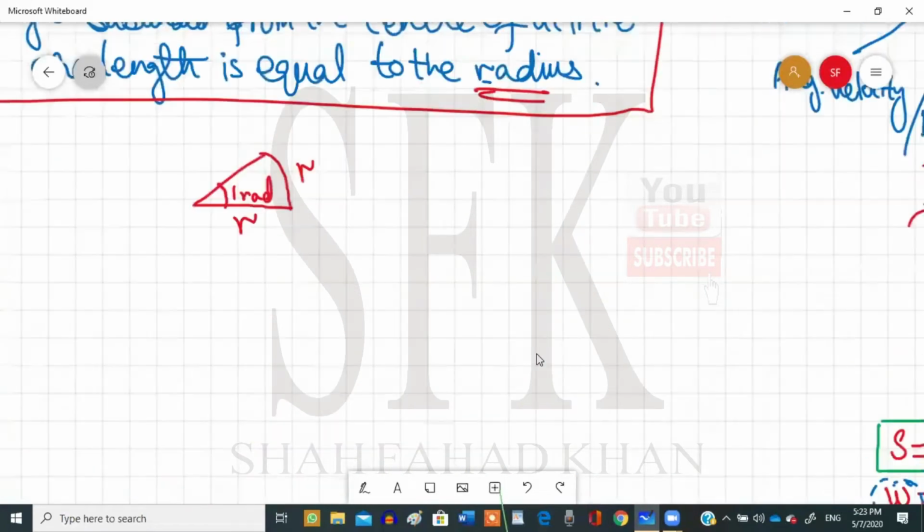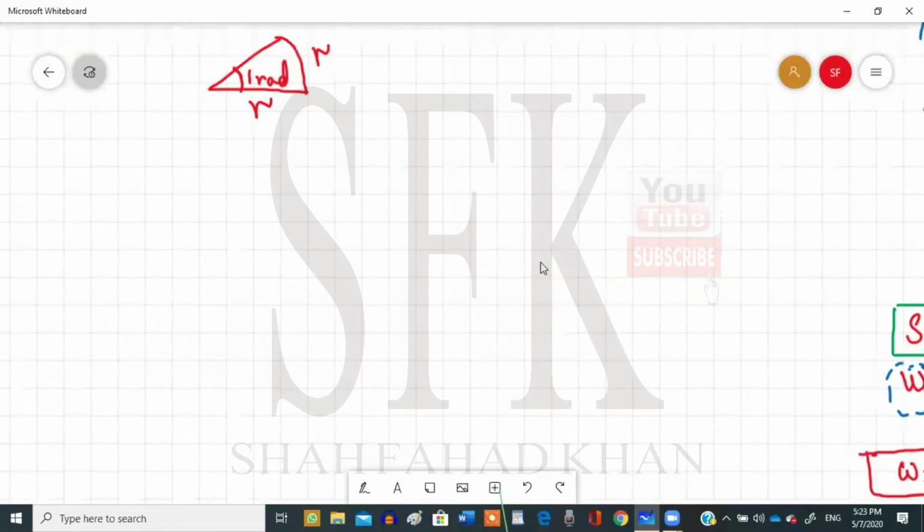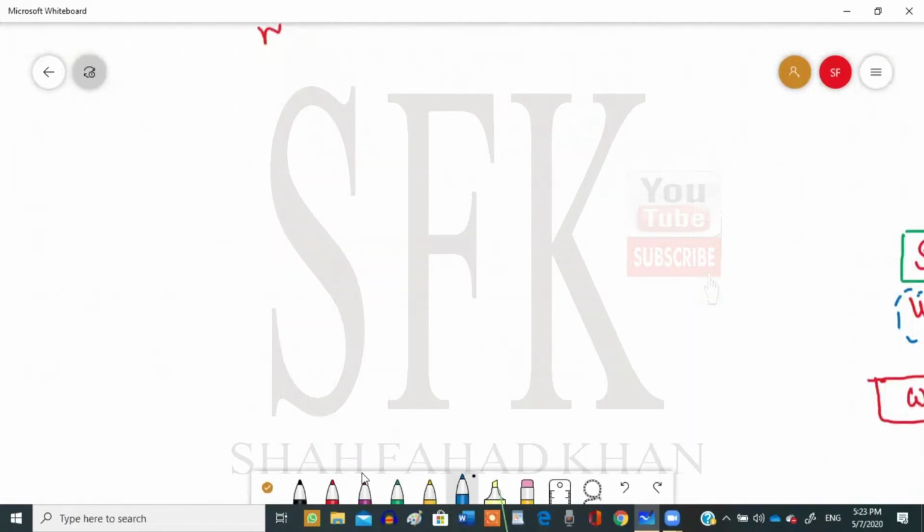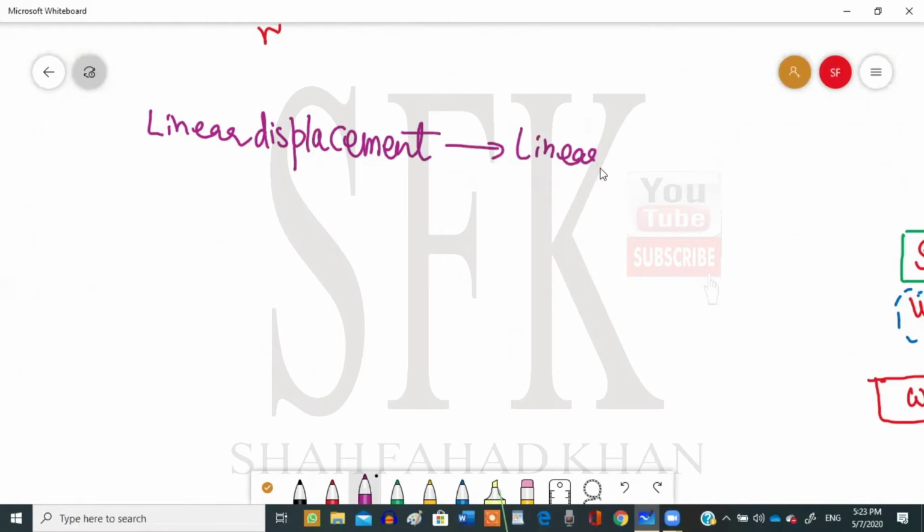Clear, Hassan? The linear and angular displacement. Yes, sir. Just consider the linear displacement as the displacement which is covered by the linear velocity, and the angular displacement by the angular velocity.